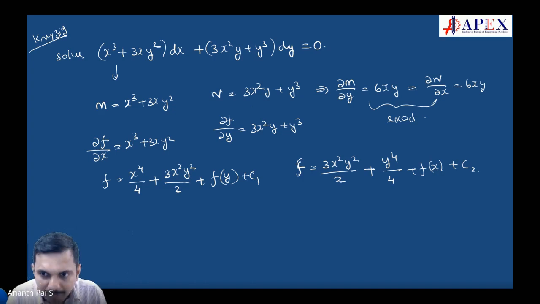Now these are the same things, is it not? Both are the same. So I can write, since both are the same, see, x to the power 4 by 4 and f of x is the same.